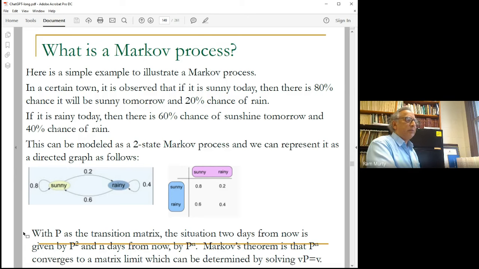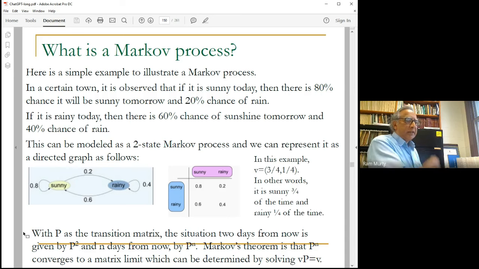When P is a transition matrix, the situation 2 days from now is given by the square of the matrix. The situation n days from now is given by the nth power of this matrix. And the famous theorem of Markov is that this converges. P to the n converges to a matrix limit. And what is the limit? The limit can be determined by solving this eigenvalue kind of problem, VP equals V. And in this particular example, that vector V turns out to be 3/4, 1/4. And how do you interpret this 3/4, 1/4? It means that it is sunny 3/4 of the time and rainy 1/4 of the time.